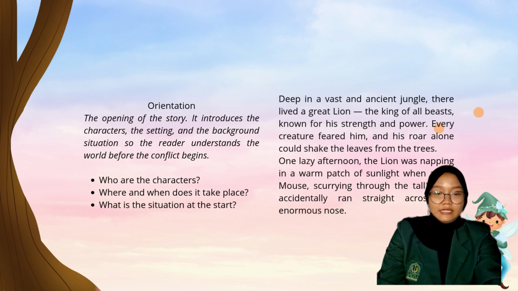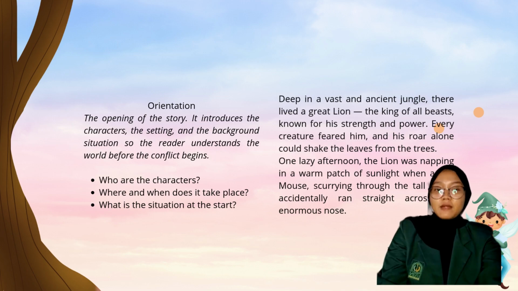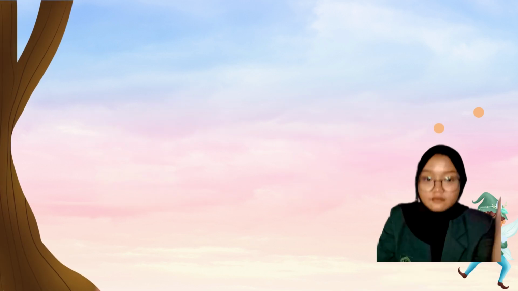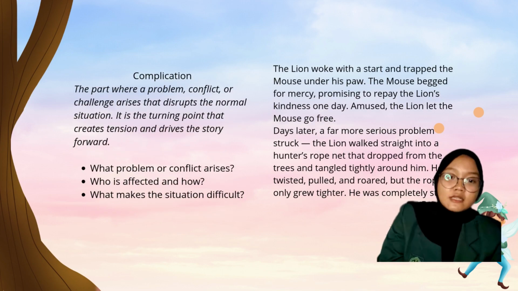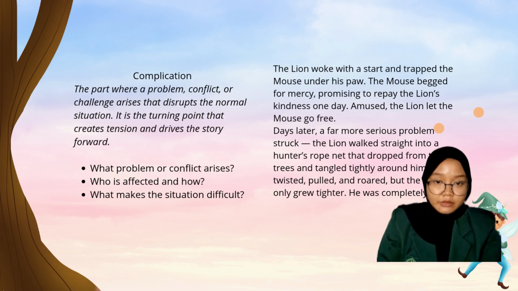Usually this part, orientation, is located at the beginning of the story, to introduce the story. And the next part is complication. The part where a problem, conflict, or challenge arises that disrupts the normal situation. It is the turning point that creates tension and drives the story forward.